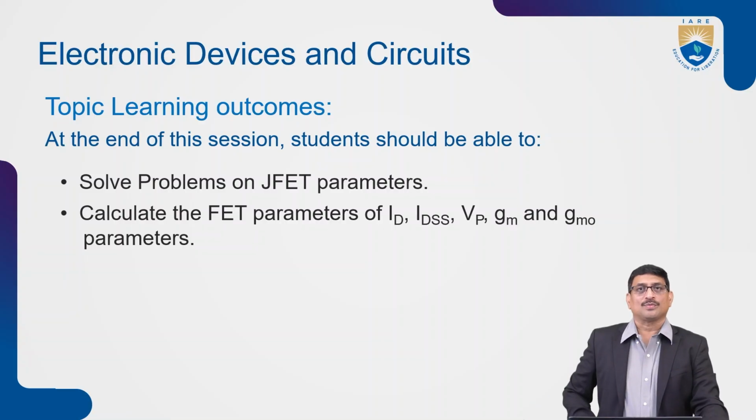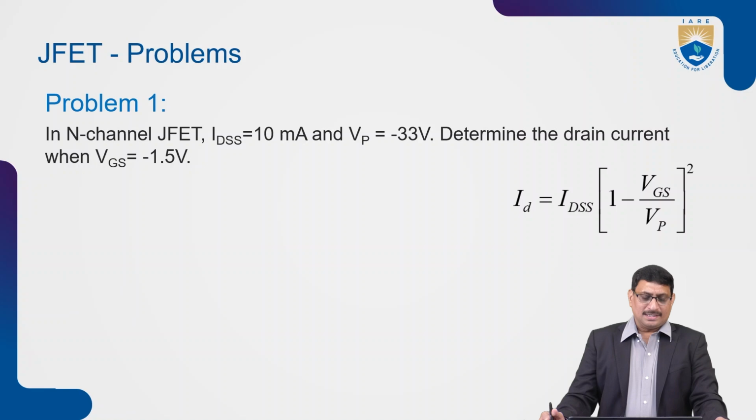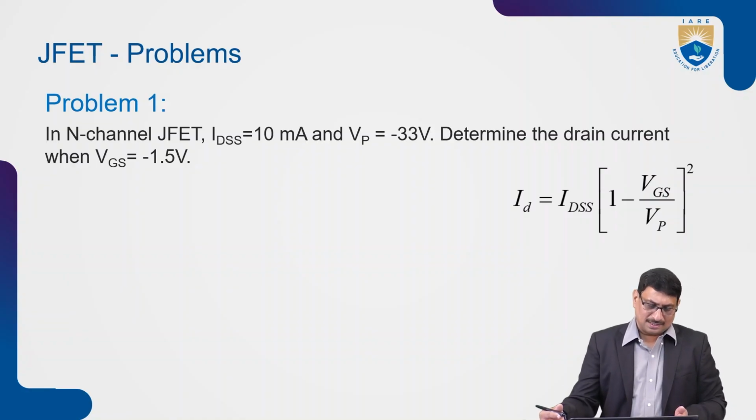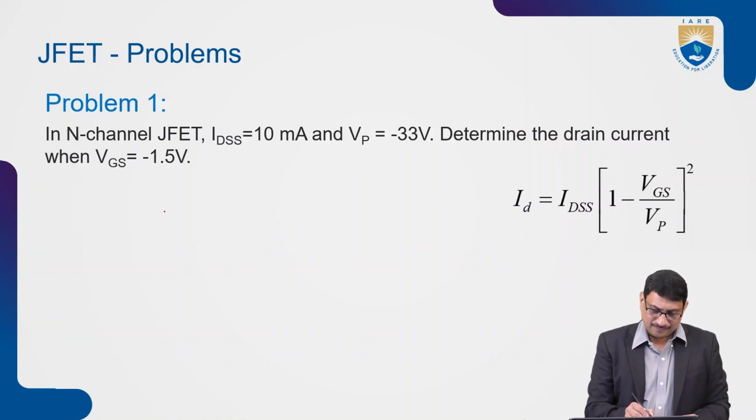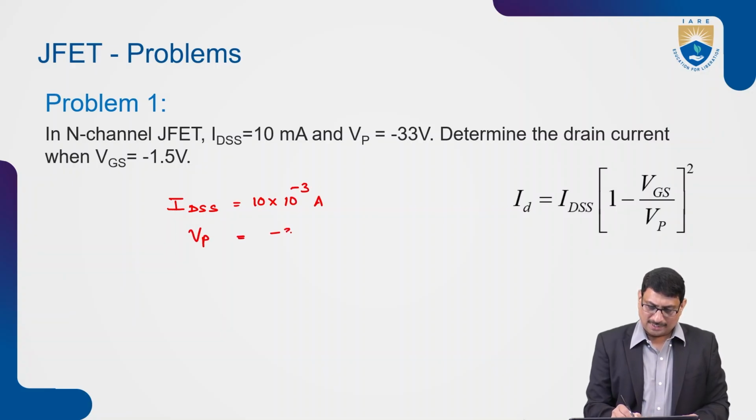Let's move on to that. The first problem. In an N-channel JFET, IDSS equal to 10 milliamperes and VP equal to minus 33 volts. Determine the drain current when VGS equal to minus 1.5 volts. So here it is a junction field effect transistor of N-channel, where the drain source saturation current is 10 milliamperes, 10 into 10 power minus 3 amperes, and given the pinch off voltage equal to minus 33 volts, and VGS is equal to minus 1.5 volts, and it is asking us to calculate the drain current.